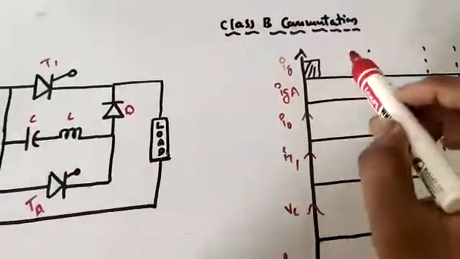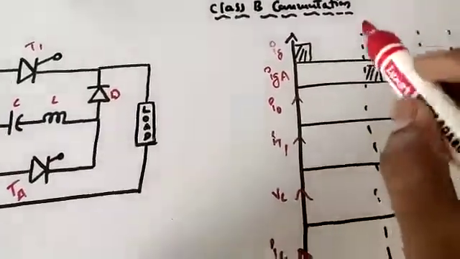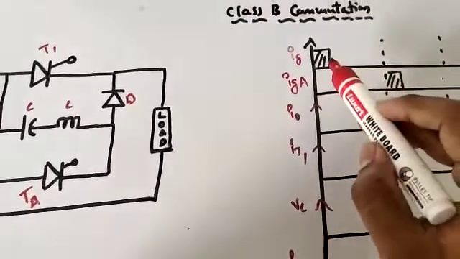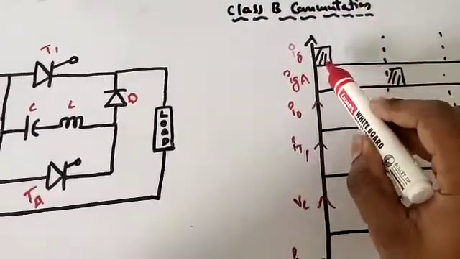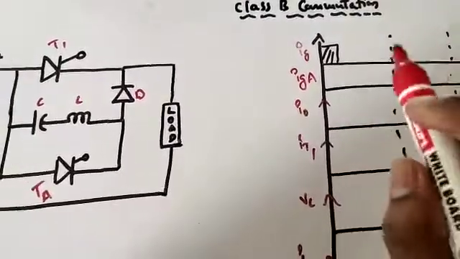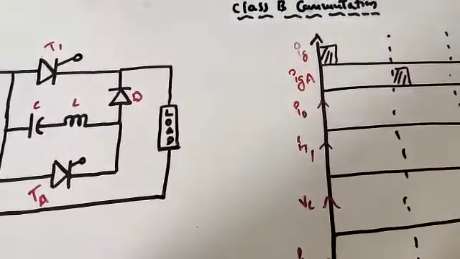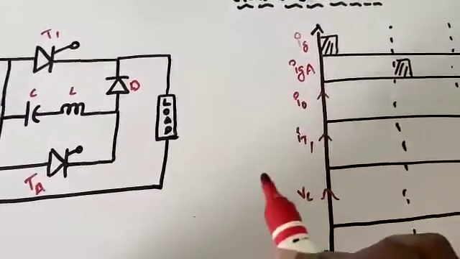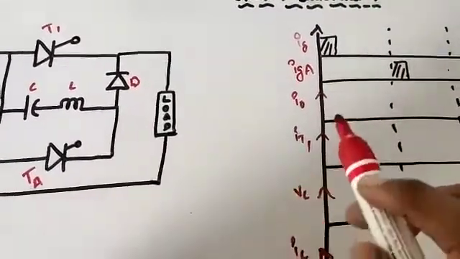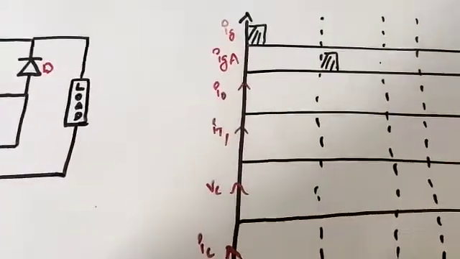Let me analyze the waveforms of class B commutation right now. What is going to happen? I have given a trigger signal to make SCR1 turn on. As we have studied the modes of operation in the previous video, try to go through that video and make a note in your notebook.